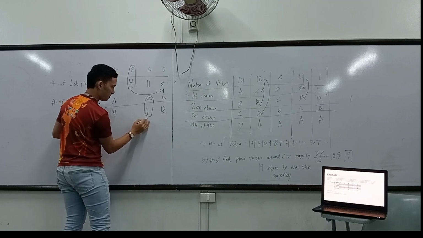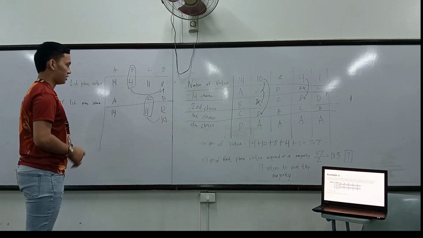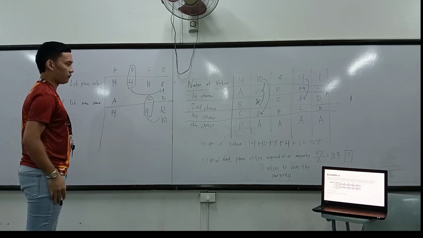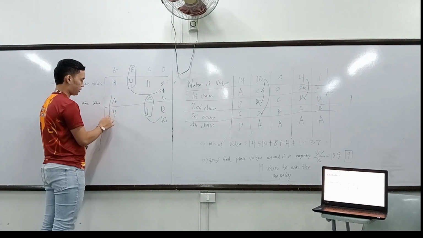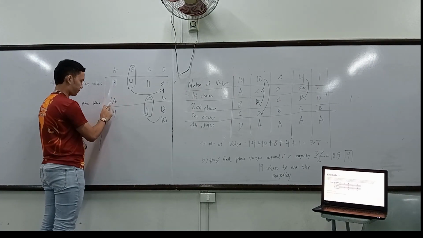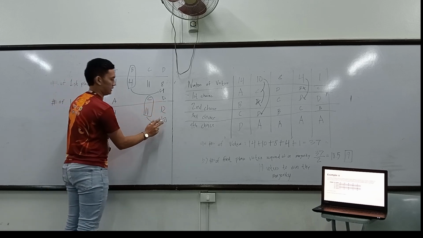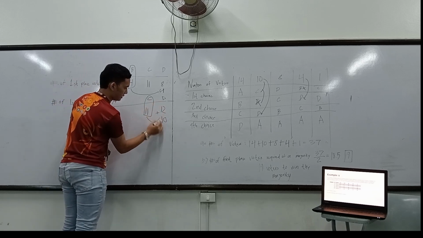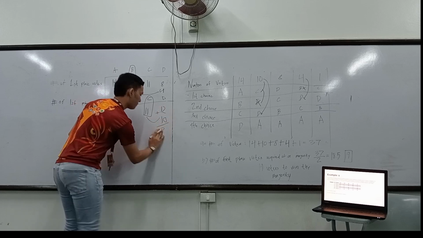So 10. As you can see, it has a total of voters. A got 14 votes. B: 12 plus 10 is equal to 22.